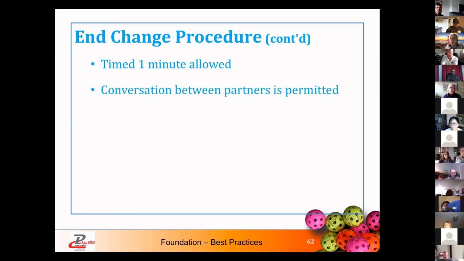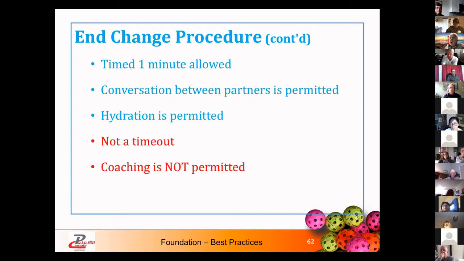All right, so at an end change procedure, make sure that they're allowed no more than 1 minute. The conversation between partners is permitted, right? Hydration is always permitted now. There is no hydration break, so that's permitted. And not a timeout. And coaching, therefore, is not permitted. So they can talk amongst themselves, but they can't have coaching from any third party on the sidelines or any comments.